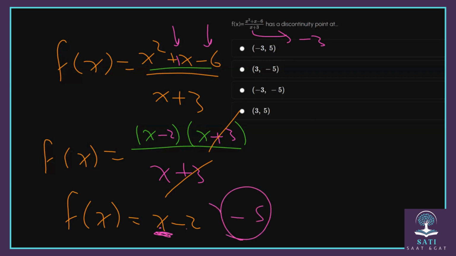And -5, when you find it, is the value of f of x. That is the value of y. So the value of y is -5 and the value of x is -3. So this is now the point of discontinuity. I choose it.